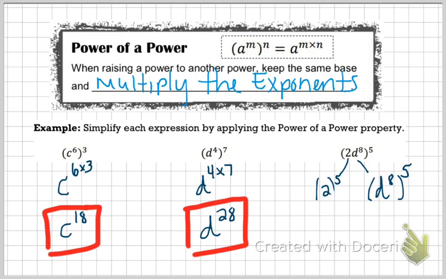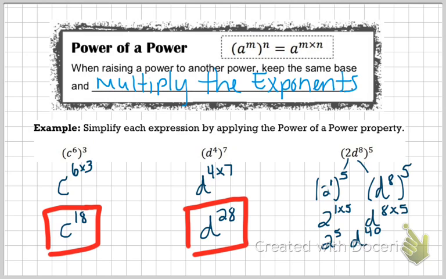Going back to this 2 to the 5th. This 2 has a power of 1, and it's being raised to the power of 5. So that means 2 to the 1 times 5, d to the 8 times 5. We get to multiply the exponents. So it gives us 2 to the power of 5 and d to the power of 40.